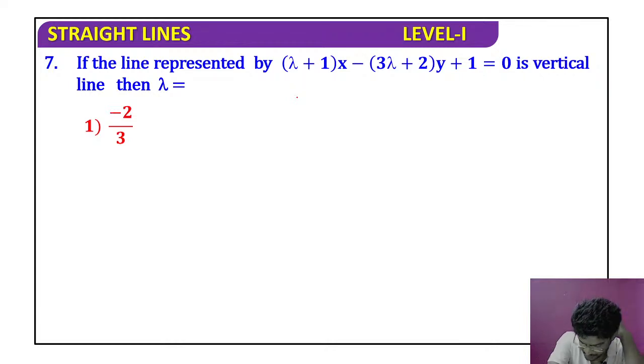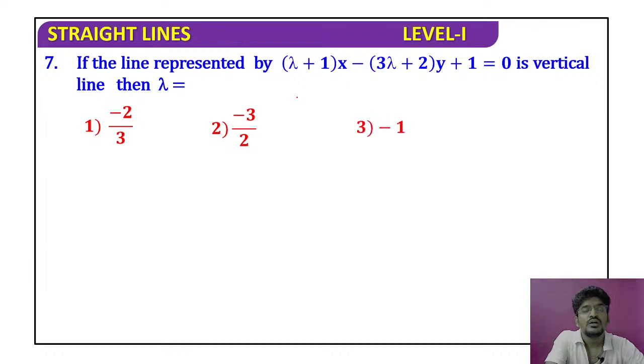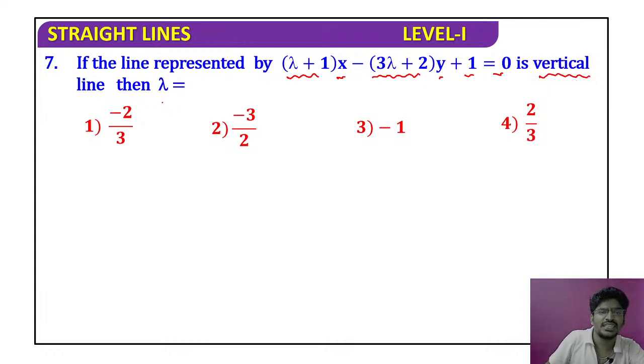See the 7th one. If the line represented by lambda plus 1 into x minus 3 lambda plus 2 into y plus 1 equal to 0 is vertical, then lambda equal to what? They are asking. So, I will give you 1 minute of time. So, from that you can understand it, no problem.